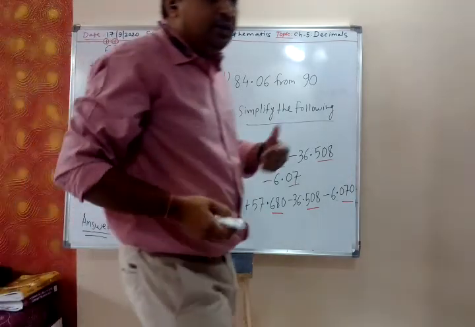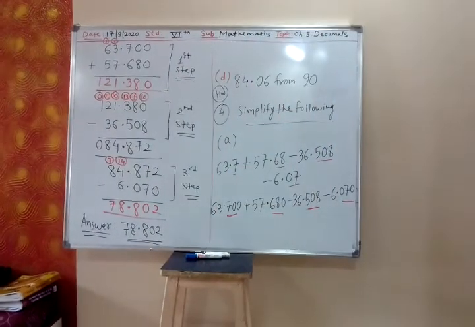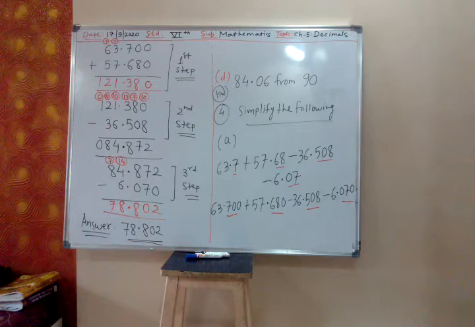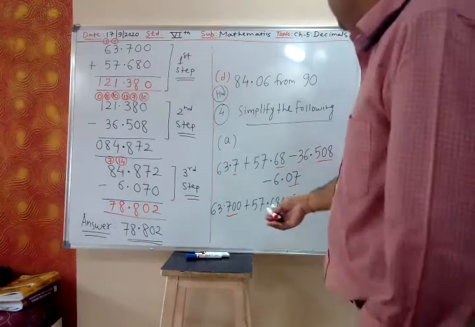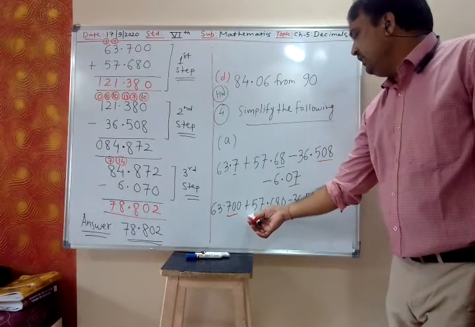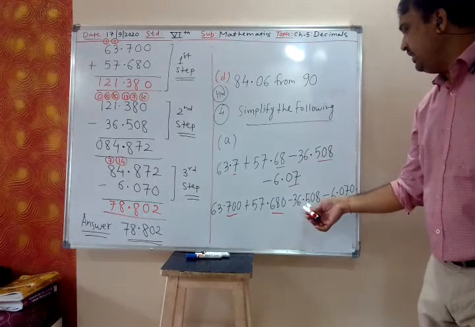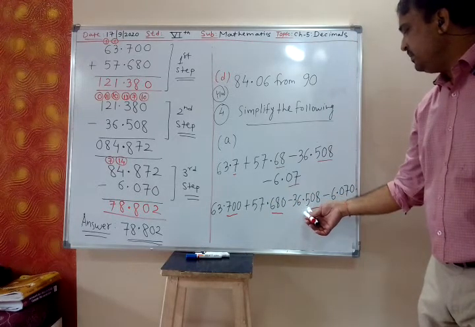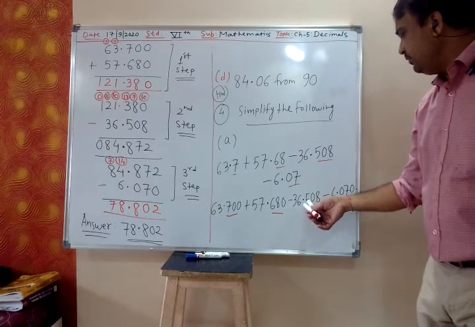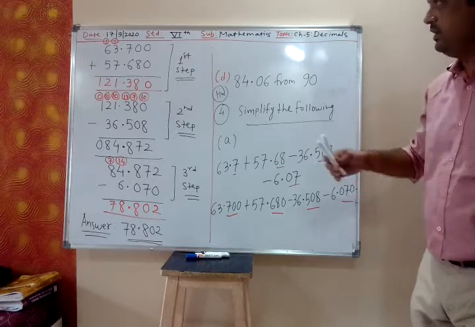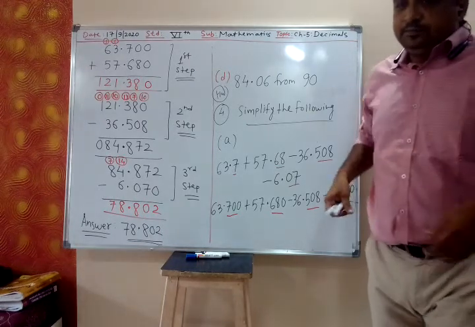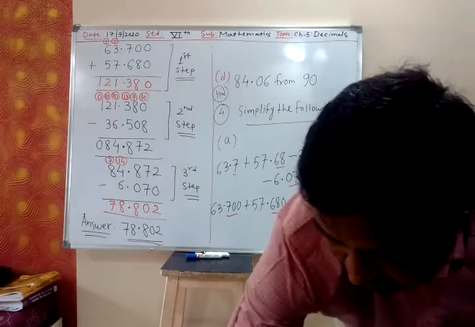So you have to solve this step by step. Yes, first you have to add these two. This is my first step. Whatever is total, from that total I will subtract this, that is my second step. Then whatever number we get, from that we subtract this, that is my third step.